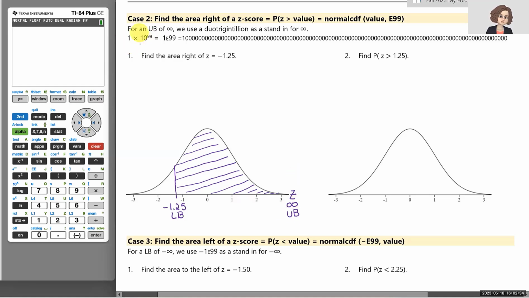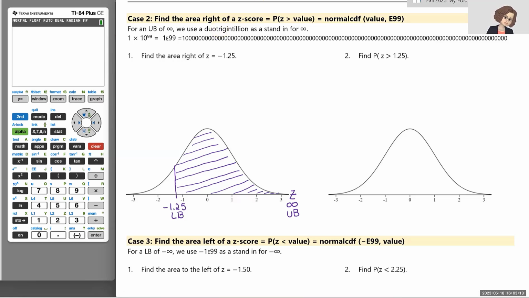The number that we're going to use to substitute for infinity is 1 times 10 to the 99. So that's a 1 with 99 zeros after it. I put them all here so you can see we're just picking some really big number, and that will enable us to put in a value for the upper bound and find this area that we're looking for. So 1e99 on our calculator would be equivalent to that 1, moving the decimal right 99 places. That number, 1 with the 99 zeros, is called a duotrigentillion, and that's going to be our stand-in for infinity.